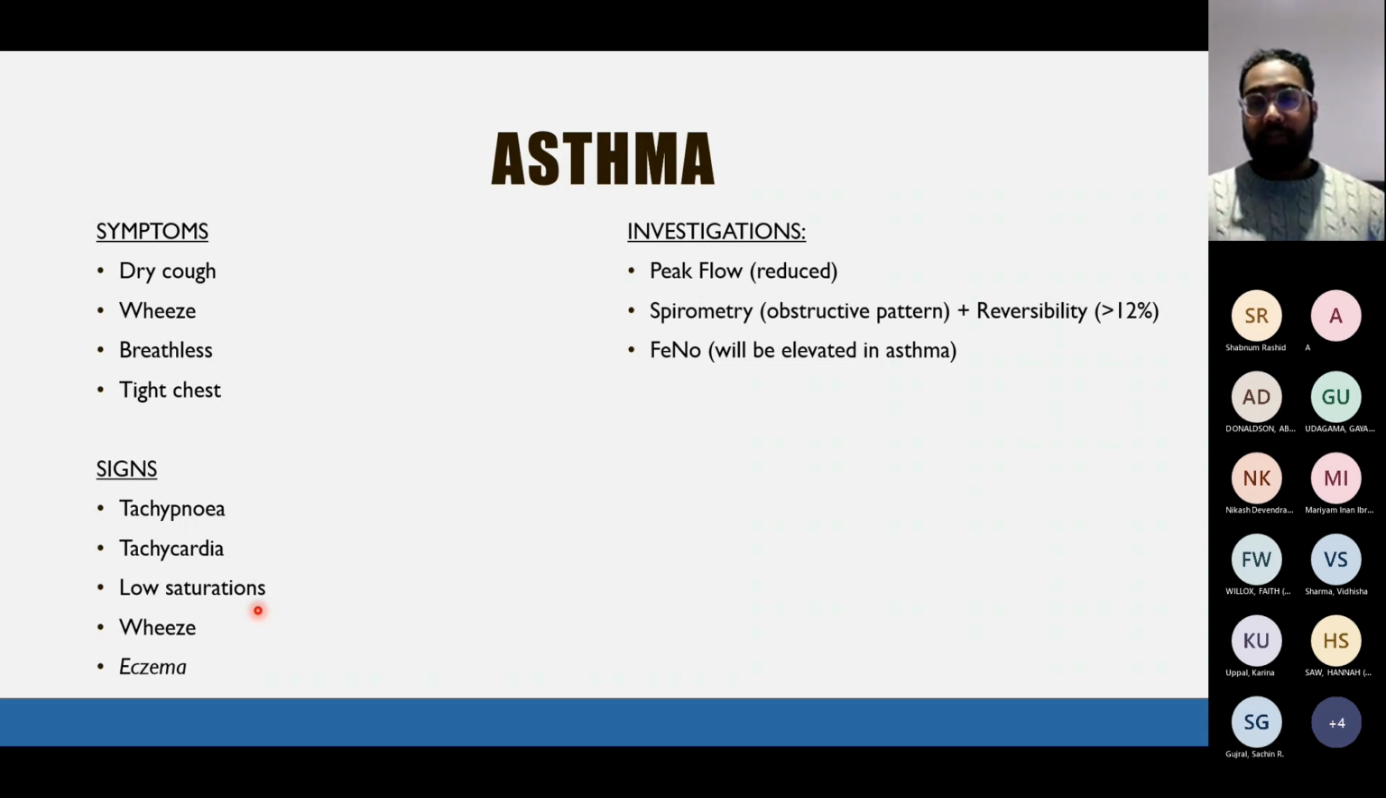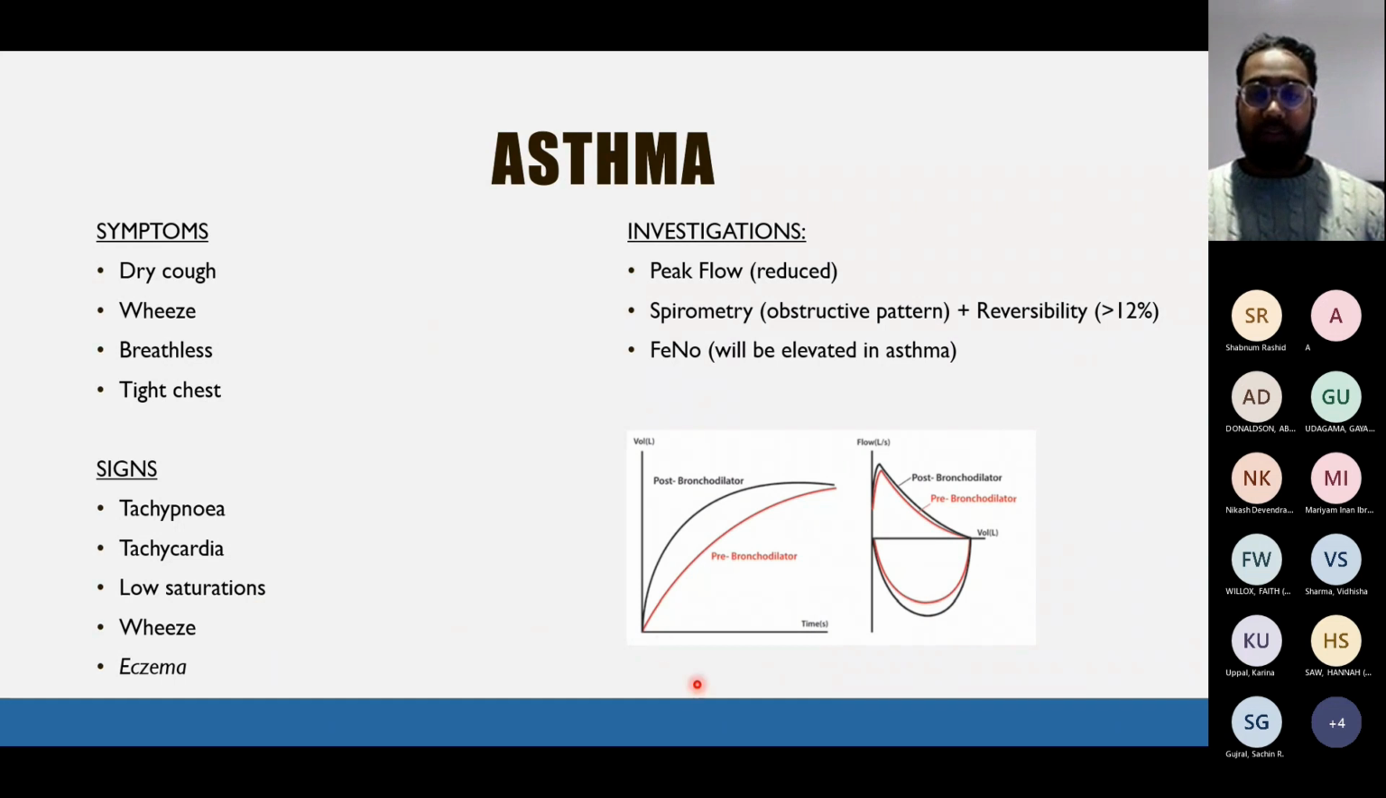How are we going to investigate for it? We can do peak flow measurements, which will be reduced. Peak flow just measures your air output, and then spirometry again. The graphs that we looked at before, you're going to see the obstructive pattern with reversibility. So this is what it's going to look like when they have asthma symptoms. It's slower because it's obstruction. It's taking longer for it to reach the peak. But then as soon as we give them bronchodilators, so your salbutamol, your inhalers, they go right back to normal. And that's diagnostic because you have that obstructive pattern with reversibility.